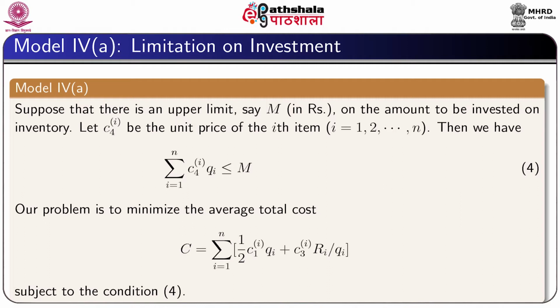Let C4i be the unit price of the ith item. Then the total investment for n items would be equal to summation over i equal to 1 up to n of C4i Qi, and that investment should be less than or equal to the budget M. Therefore, our problem is to minimize the average total cost, which is summation over i equal to 1 up to n of half C1i Qi plus C3i Ri by Qi, subject to the condition 4.